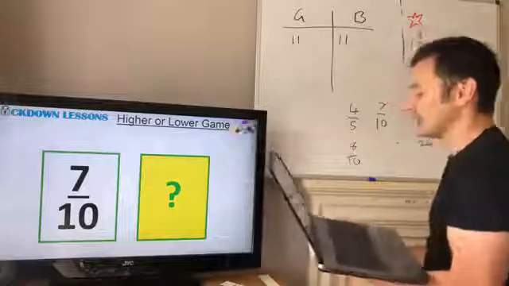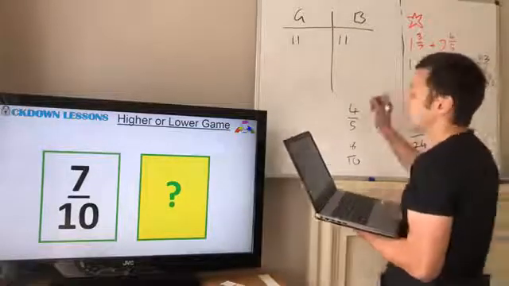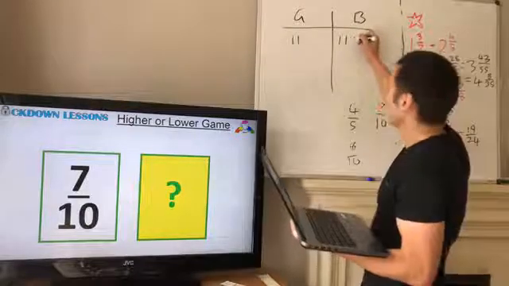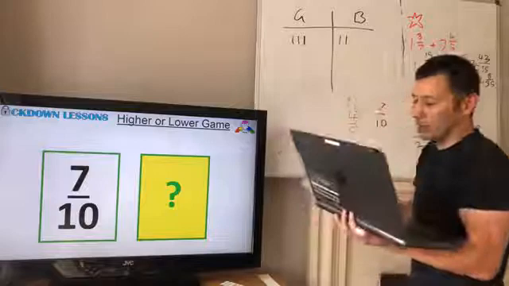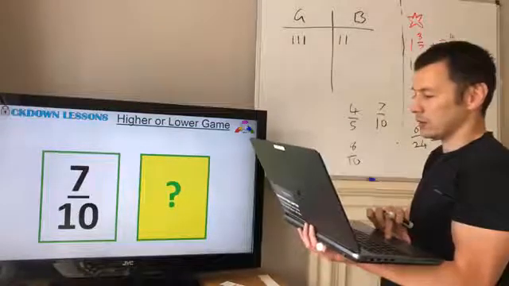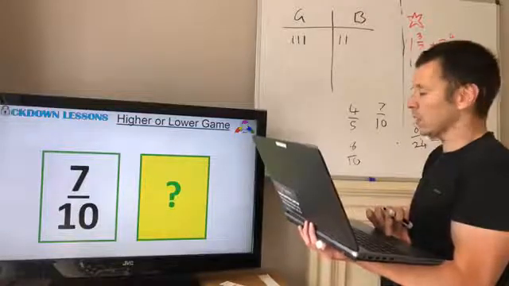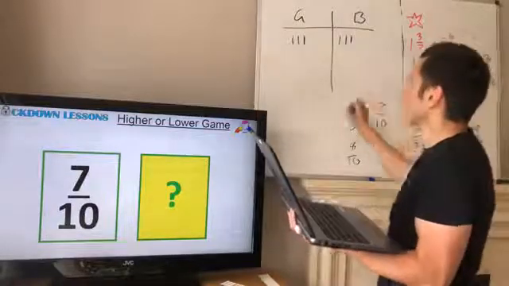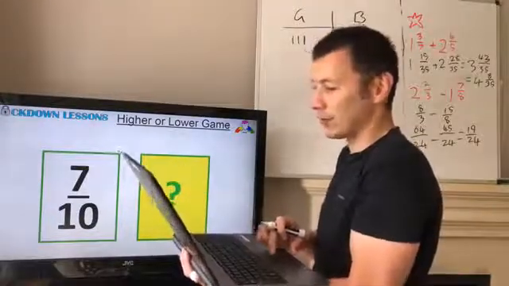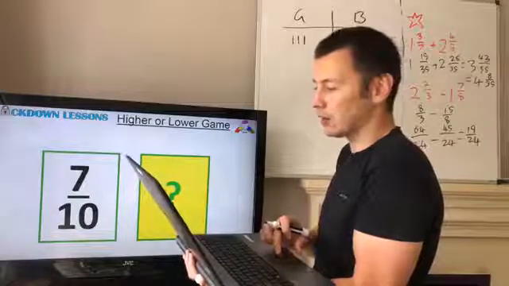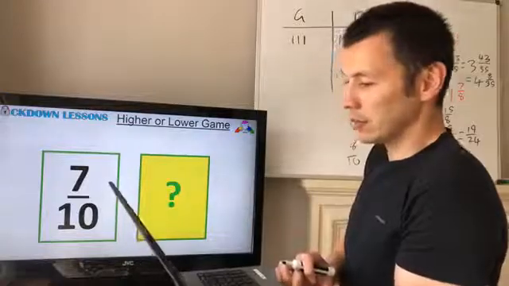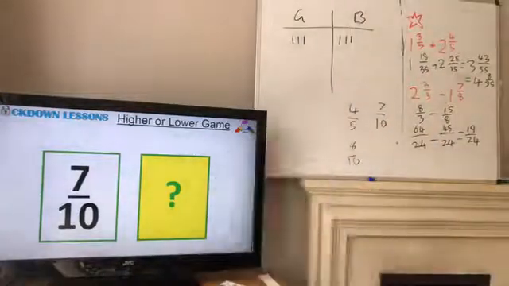On to the girls. 7/10, higher or lower than 7/10 for the girls? That was a girl, wasn't it? Yeah. Okay, so higher or lower than 7/10. That was a boy. No, we're on the girls there. Back to the girls. Higher or lower than 7/10? Lower.